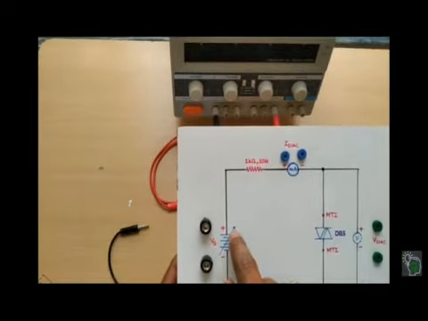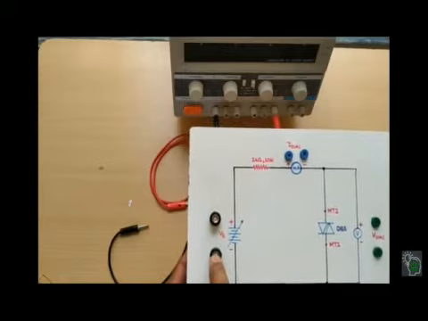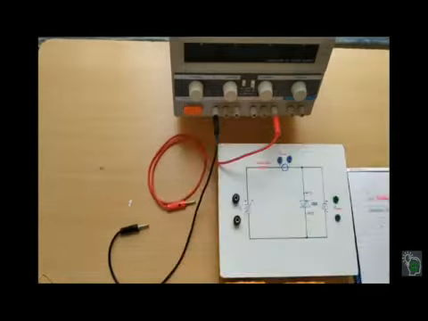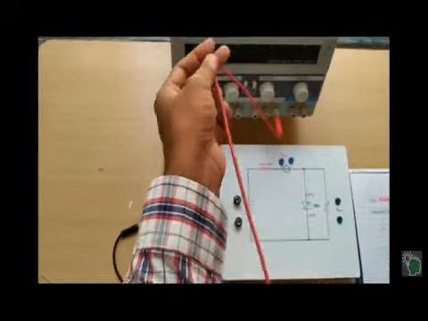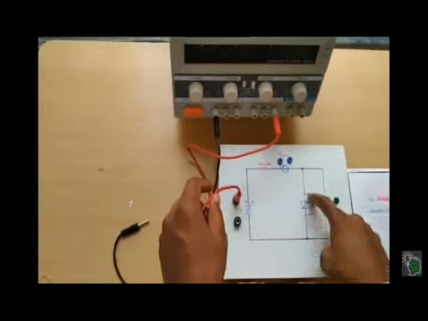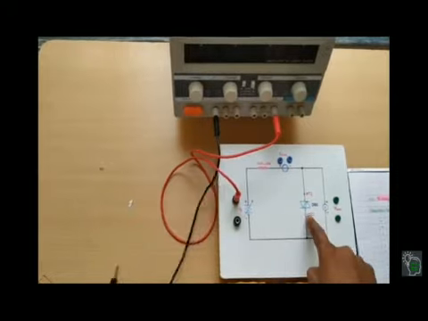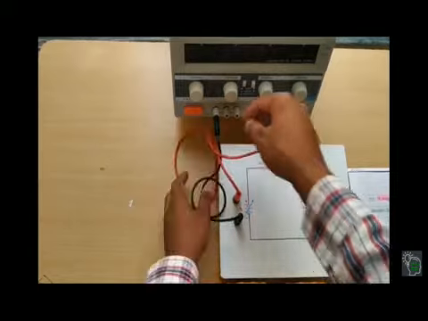This is MT2, connected to the positive power supply, and MT1 is connected to the negative of the supply. The positive connection from channel 1 is connected to MT2, and the negative is connected to MT1.